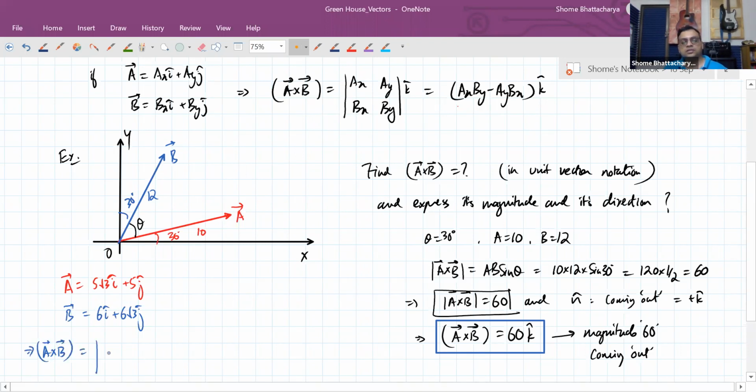Just write the components of A and then the components of B. So now it will become the product of these two. So that is 90 minus these two terms into k cap.